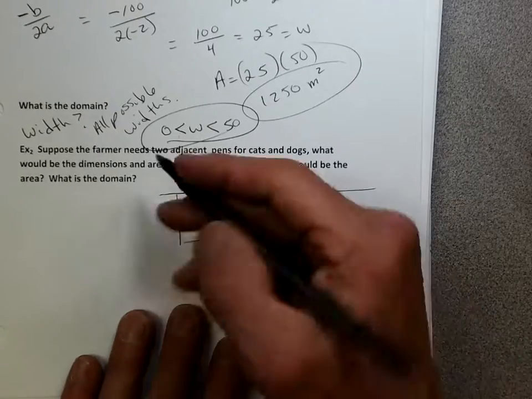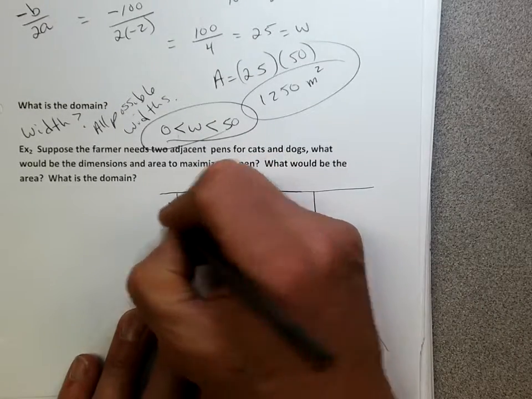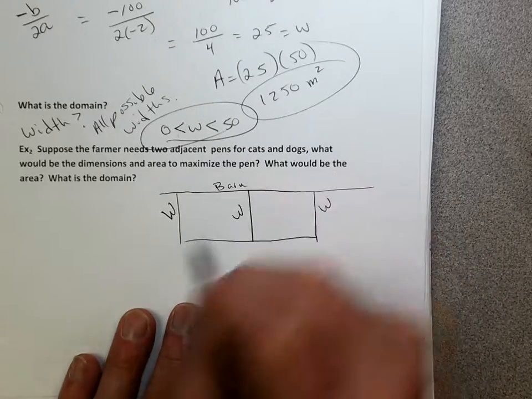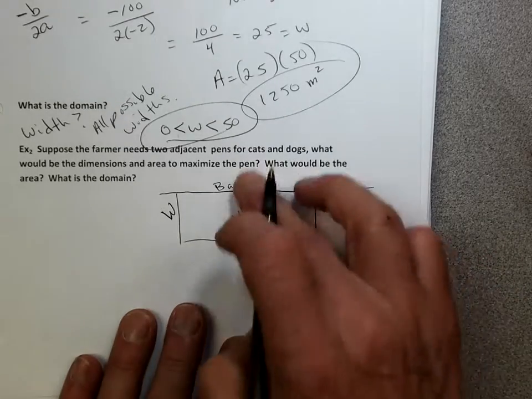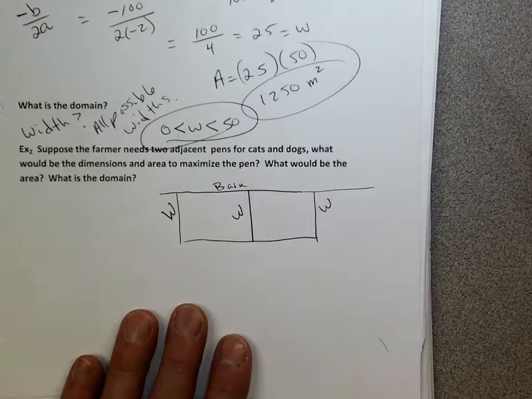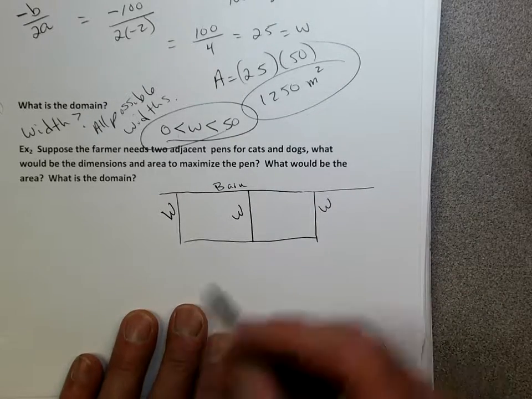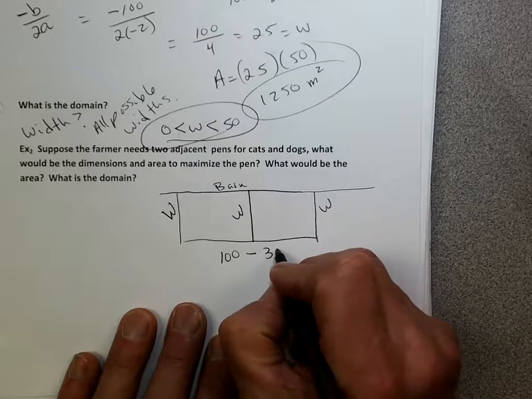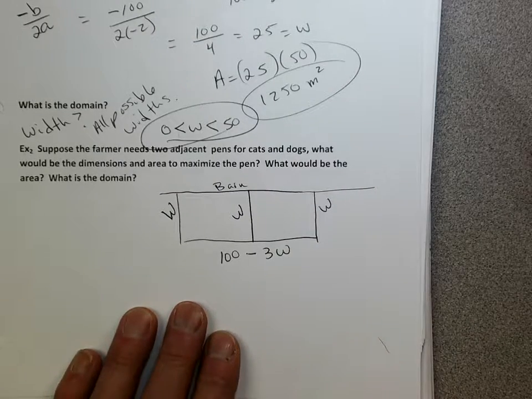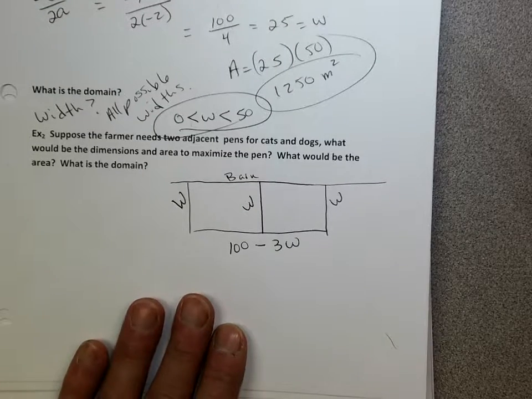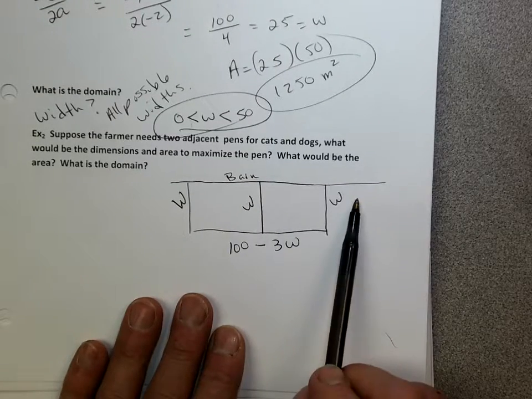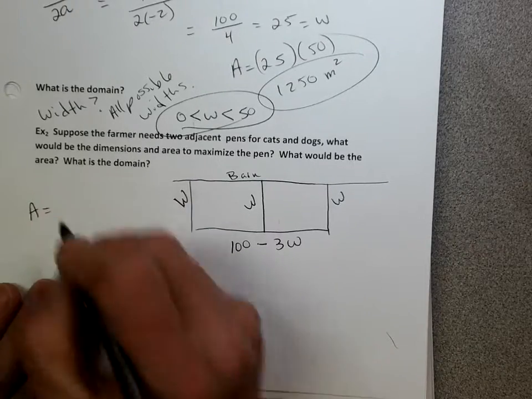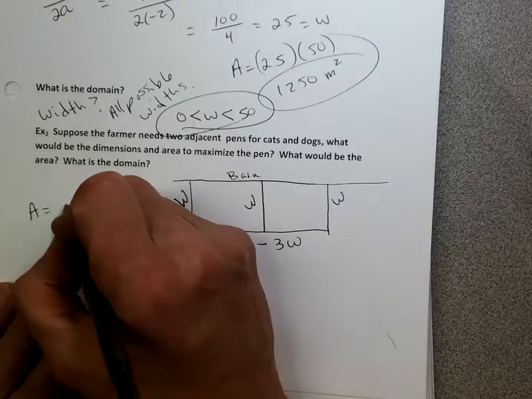But for sure, rectangle. We'll go W, W, right? And we'll put W here also. So this time we have another piece because we need to make 2 adjacent fences, right? So this is going to have to be 100 minus 3W because I'm still using the same 100 meters of fencing, right? It makes sense, the 3 W's, because you need 2 fences. So area is going to be my length times width.